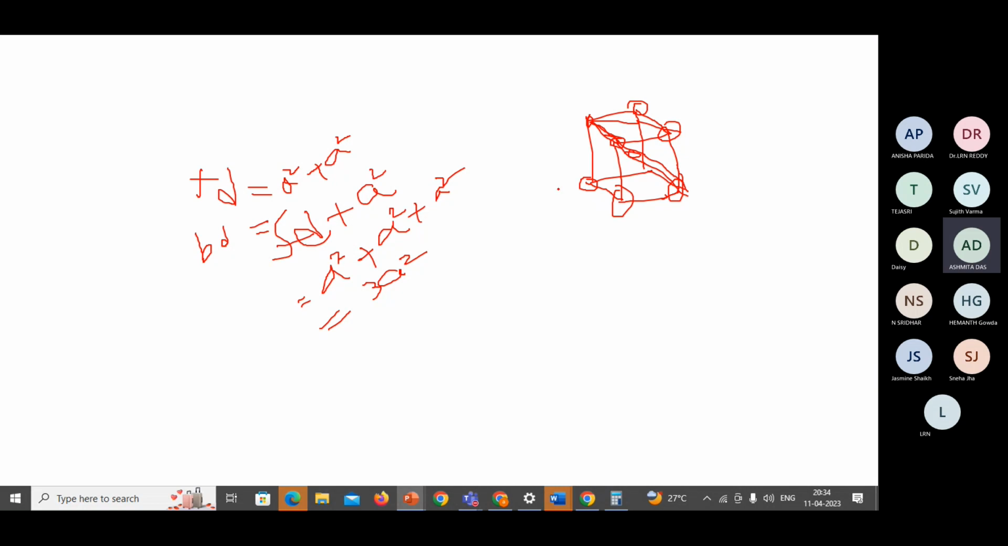Okay. So in the body diagonal case, what happened? The atoms along the body diagonal touch each other. The body diagonal length is 4 times the radius of the atoms. So basically BD equals 4R. So it can also be written as what?